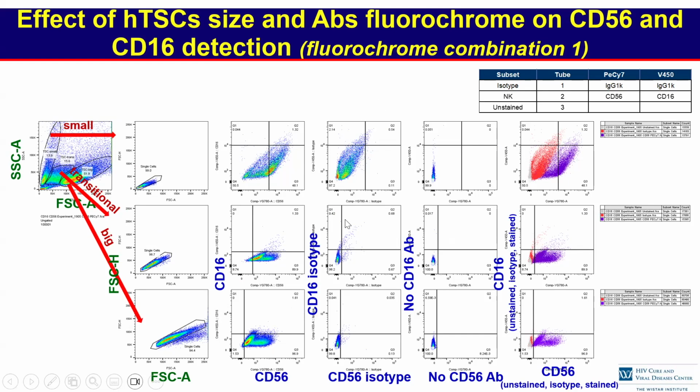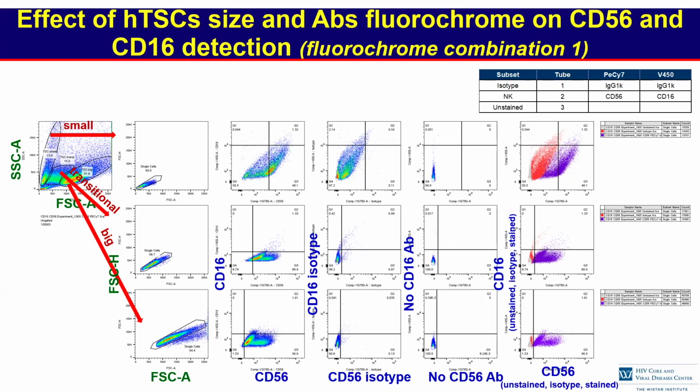Okay, and here you see the same populations in the isotype, how they behave, and also in the unstained condition. And this is showing all three. So the gray is the isotype, the red is the unstained, and the blue is the stain with the 56 and 16 antibodies.